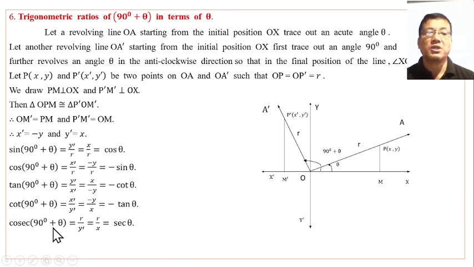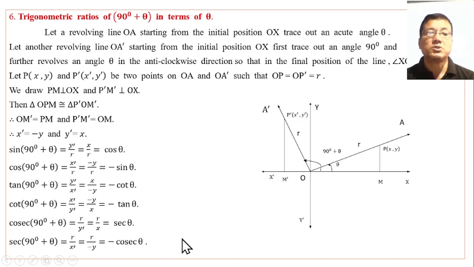In the cosec of 90 degree plus theta, cosec is r by y dash, y dash is x, so r by x, which is sec theta. Sec of 90 degree plus theta is r by x dash, x dash is minus y, so r by minus y, which is minus cosec theta.